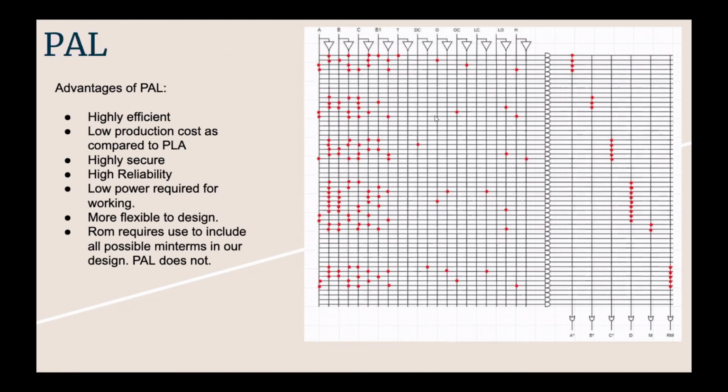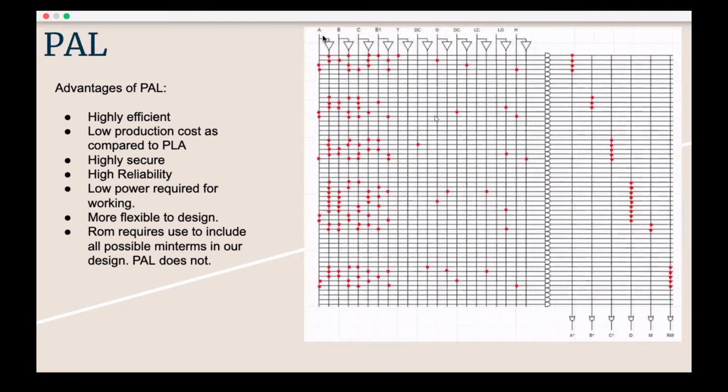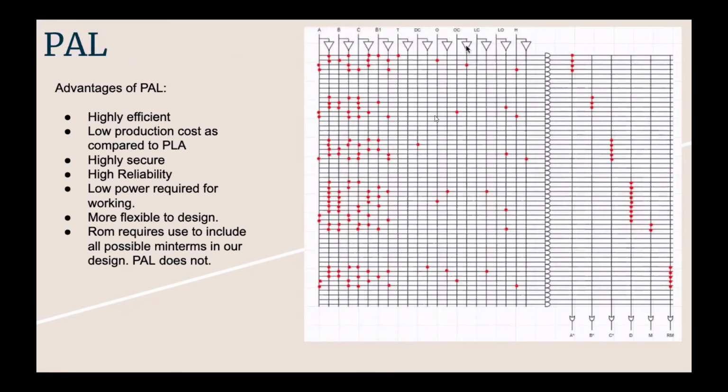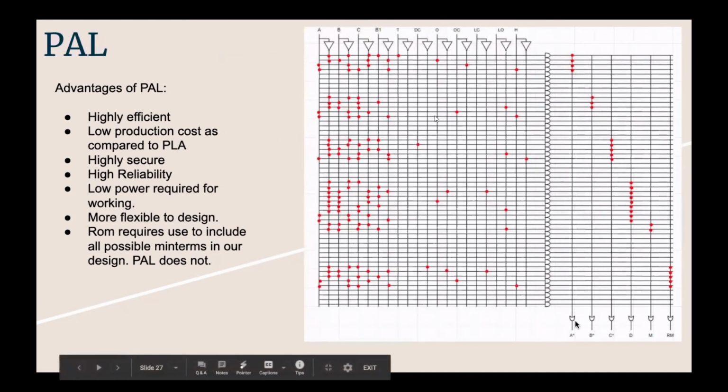The reason why I did not choose ROM, which is a big deal, is that a ROM requires us to include all possible minterms, which would be too much. It'd be very wasteful to do that. PAL does not, so I decided to run with that. And then we have my inputs here, NOTed. Then I have my AND gates, and then those get ORed, and they go to my OR gates here.